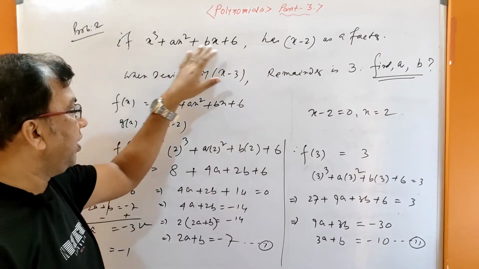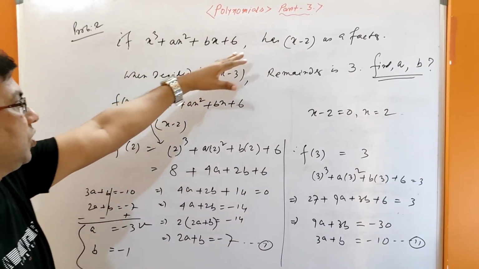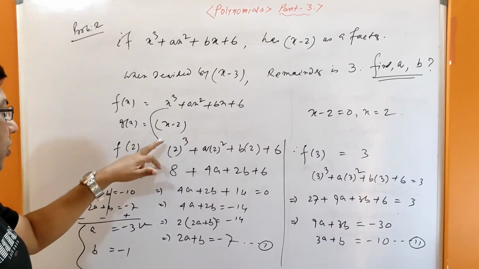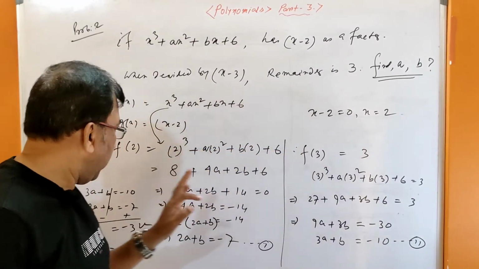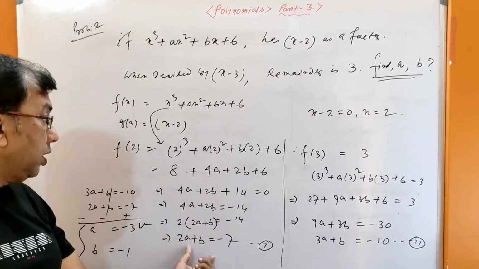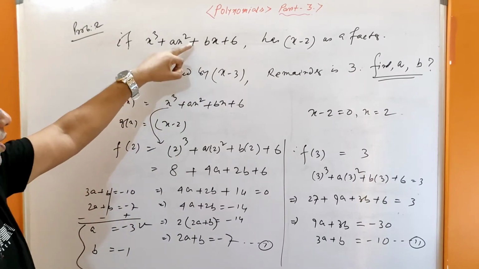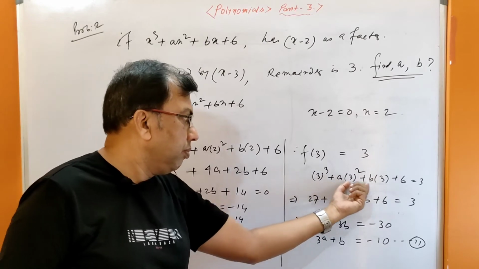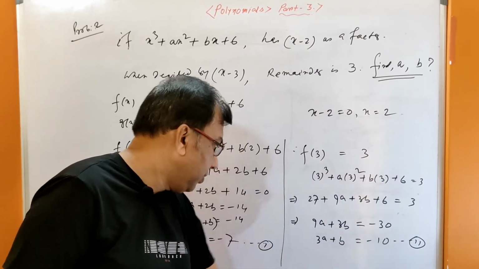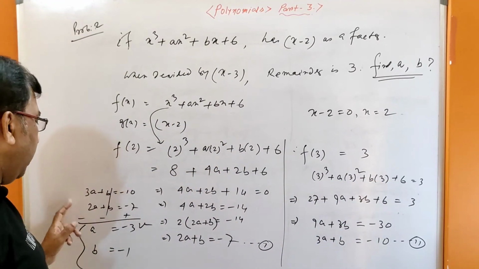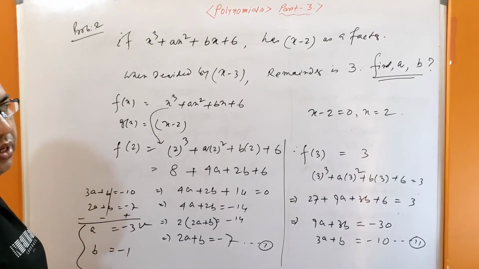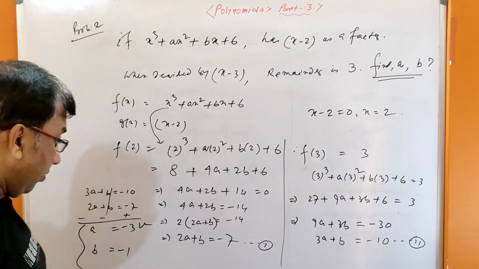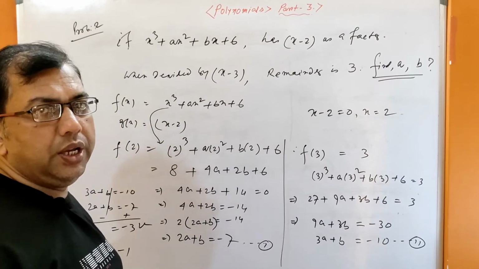This is divided, it has divided this factor. Factor means this equals 0, so x equals 2. So find f(2), and when divided by x minus 3, the remainder is 3. That means f(3) equals 3. Put in the value; this is the second equation, and this is the first equation. Solve them and find a and b. Clear? This type of question. Okay?